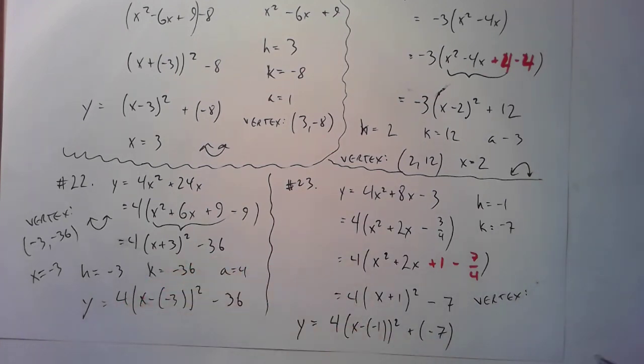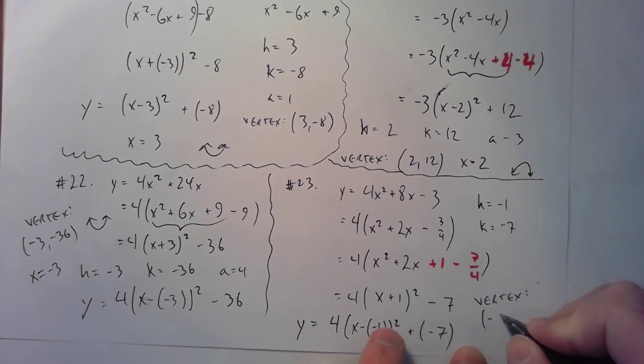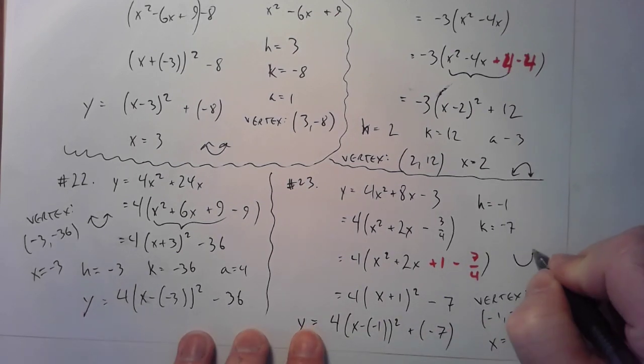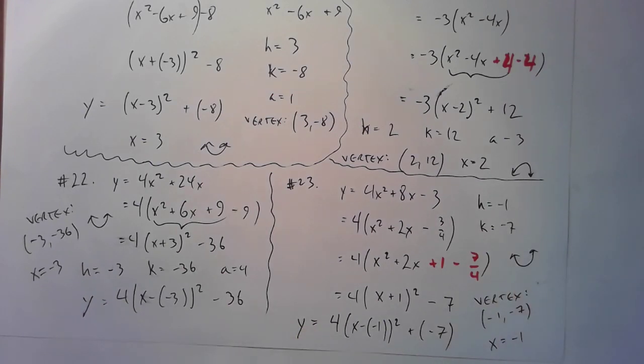I think you can. Anyway, the vertex is the point negative 1, negative 7. The axis of symmetry is the line x equals negative 1. And since a is 4, it opens up.